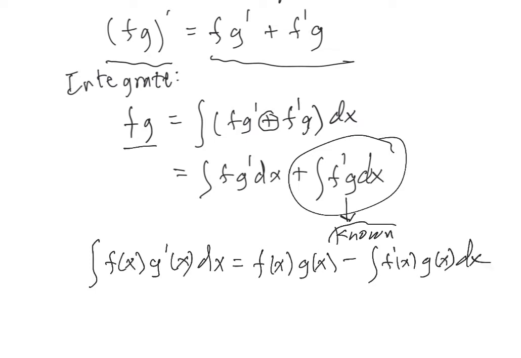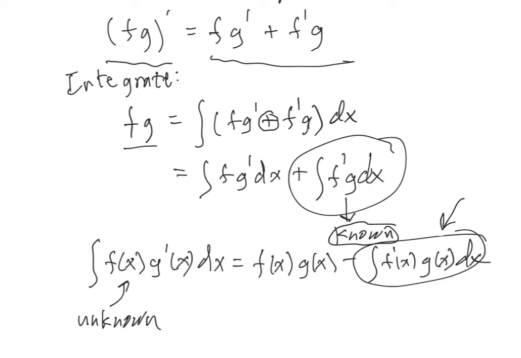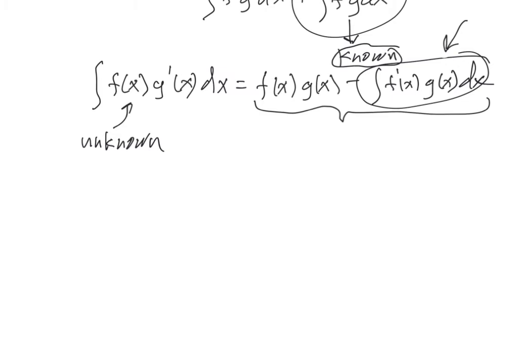And if we assume, as we are, that we know this one, then we know the antiderivative. It's just the product, f times g, minus this known function back here. So that's the hope. This one is unknown. It's the one we're hunting for. And then we hope that we can figure out this integral. And if we can, then we have the unknown one. Okay, so maybe an example would illustrate how this goes.